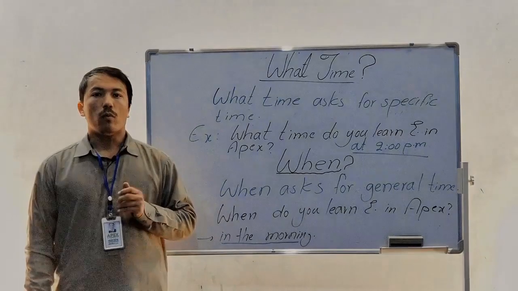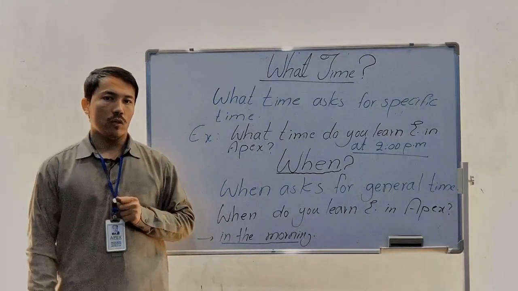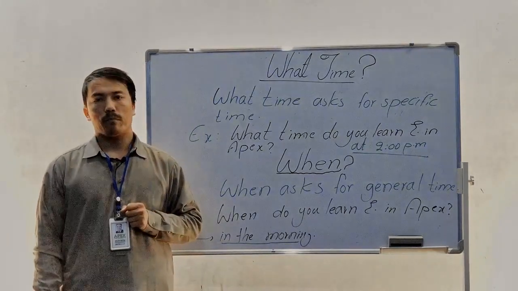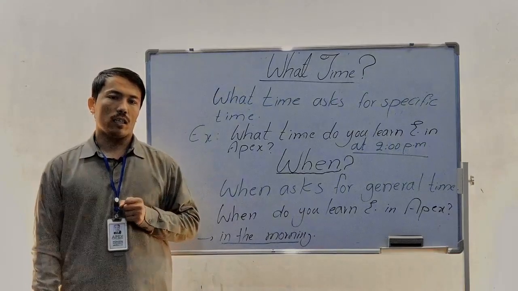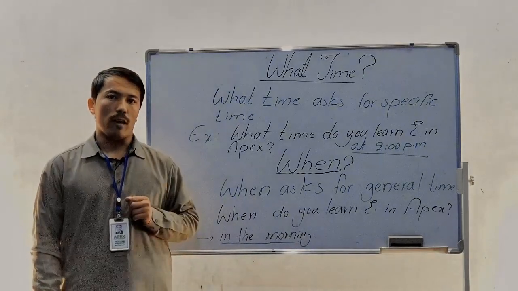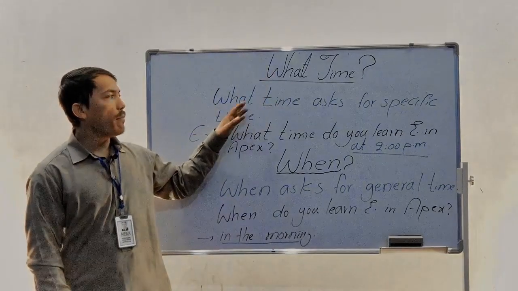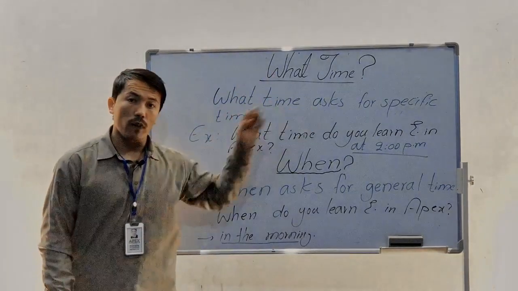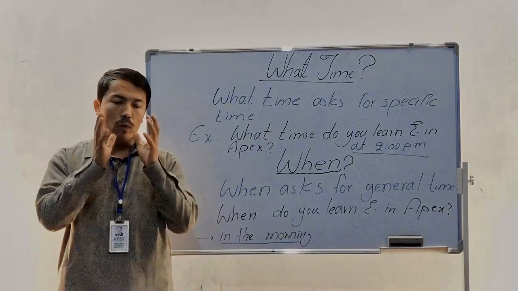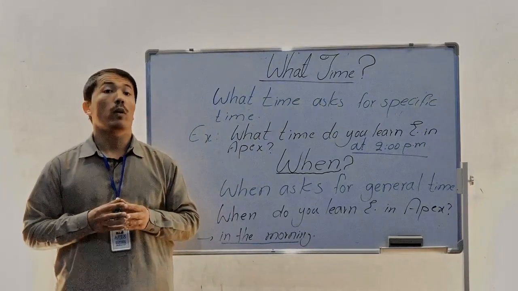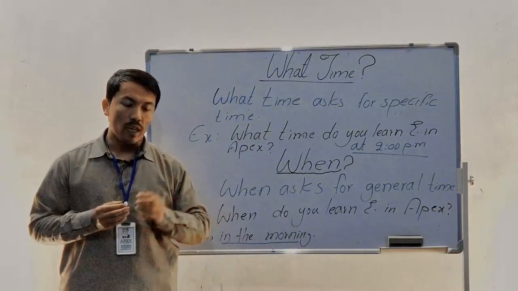when. What time asks a question about a specific time, while when asks a question about general time. Look at the definitions. What time asks for a specific time. It means when we ask a question with what time, the answer should be an hour.